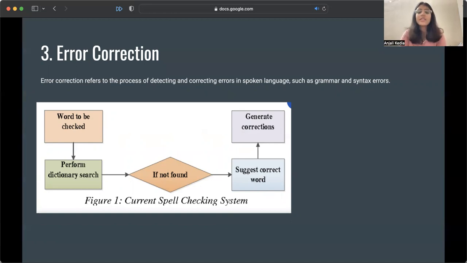CFG also provides error detection and correction. CFG is used to detect errors in spoken language by comparing the input to a set of grammar rules. If the input violates one of these rules, an error is detected. Now, if an error is detected, we apply a set of grammar rules to the input to generate possible corrections. It also provides naturalness improvement. CFG is used to improve the naturalness of spoken language by identifying and correcting errors that make the language sound awkward or unnatural.